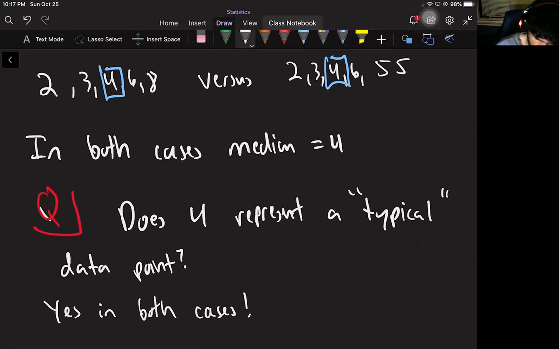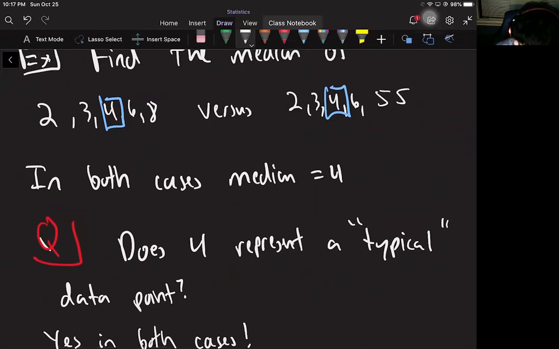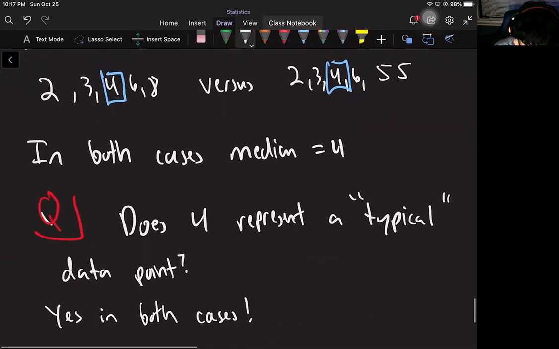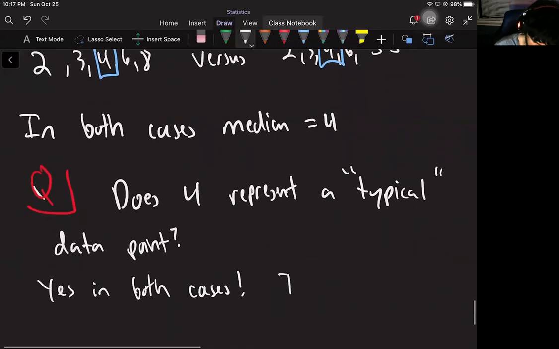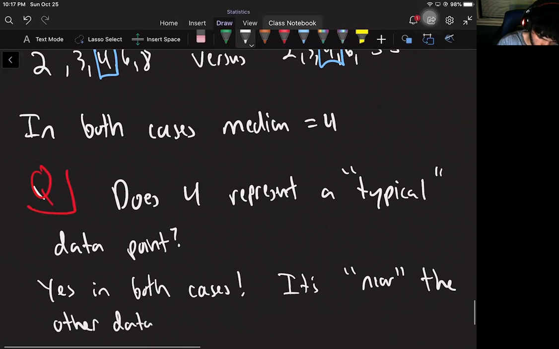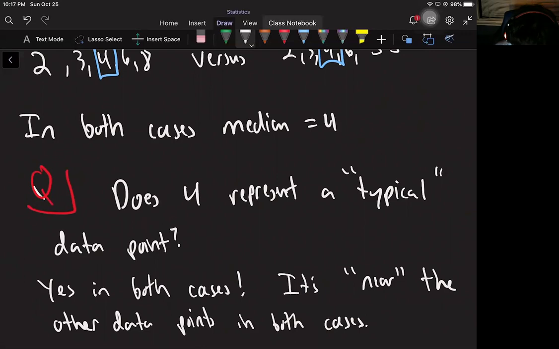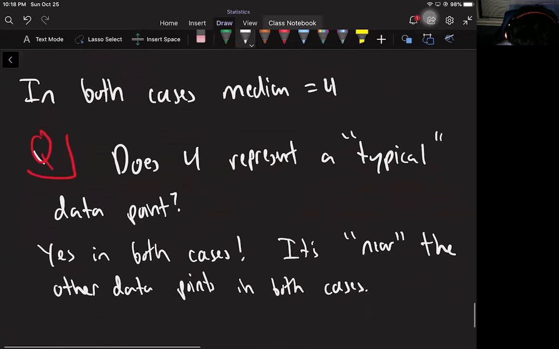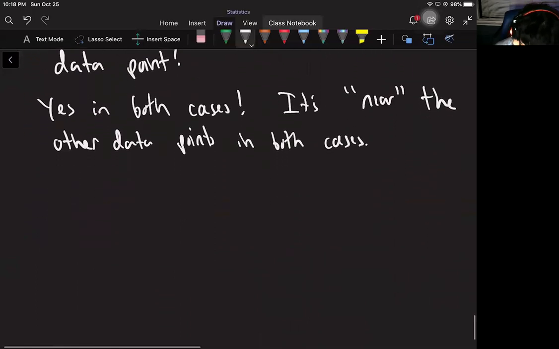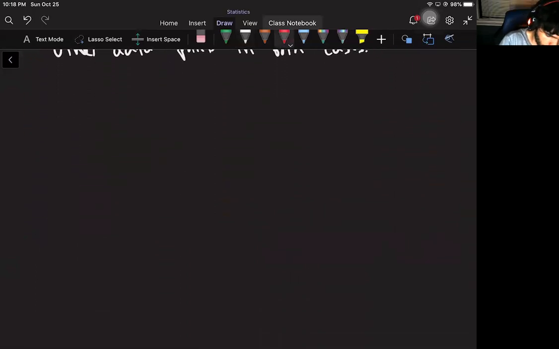So 4 is mostly near everything in both cases. Of course, it's not near 55, but it is near the other ones. It's near the other data points. In both cases, it's pretty good at being a representative of the data. So now let's think about why the median did not change so much, but the mean did. That's the next big question to think about.